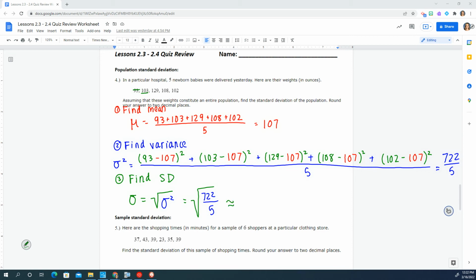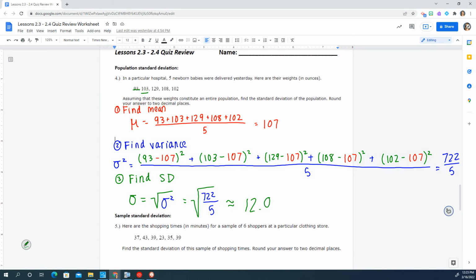Yes. Okay. This one says round to 2 decimal places. So if you want to try and punch that in, please do so to get the practice. I got 12.02. And then obviously see if your answer makes sense. See how spread out the data is, and you know what the mean is. So the mean is 107.